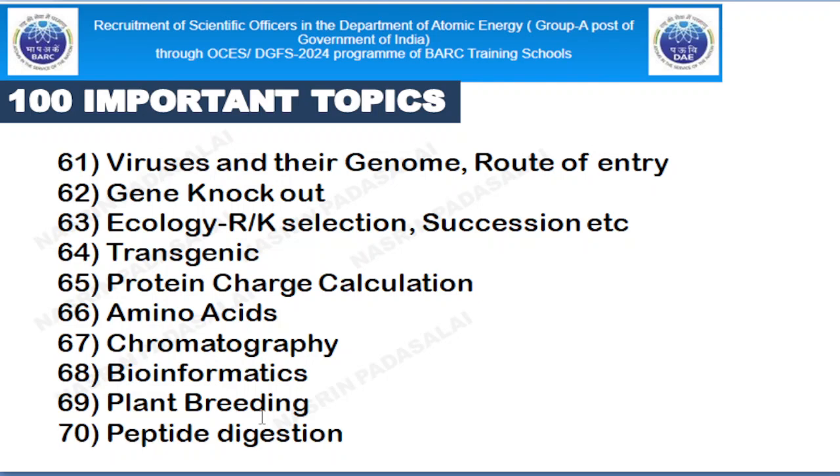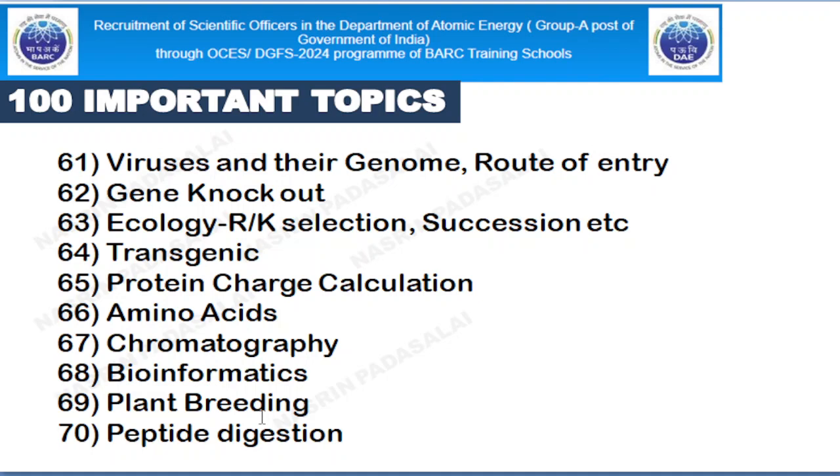Next is protein charge calculation and amino acids. Sometimes they will be asking you about amino acids: hydrophobic amino acids, polar amino acids. You need to follow the structures, and they will be asking which amino acid has a benzene ring, like that.